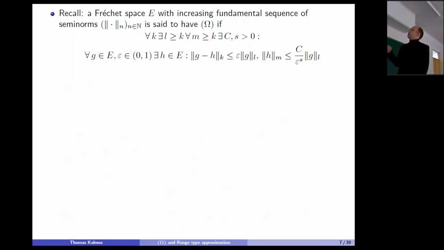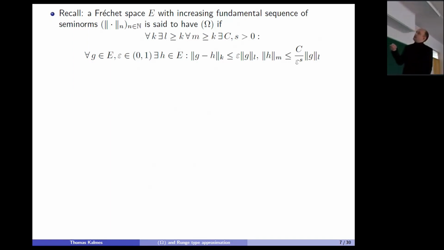So what do we want to have? Given any g from our Fréchet space, we want to approximate it by another element h from the Fréchet space with respect to the kth semi-norm, governed by the lth semi-norm of the element we want to approximate. And the approximating element h should satisfy some growth condition, let's say, with respect to the nth semi-norm. This should be bounded by C over epsilon to the s times the lth norm of g.